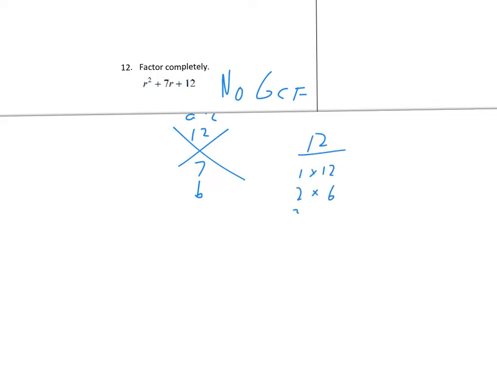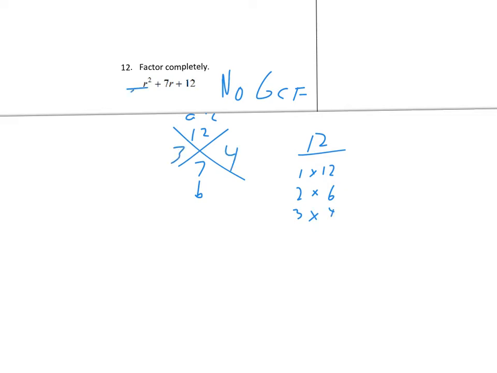All right, next up, this one, I see that there's no GCF, and so I'm just going to go into my x. So I'm trying to multiply to 12 and add to 7. Once again, I get that from this is a times c, and that's b. So what multiplies to make 12? Well, I know it's 1 and 12, 2 and 6, and 3 and 4. So it looks like 3 and 4 is going to work.